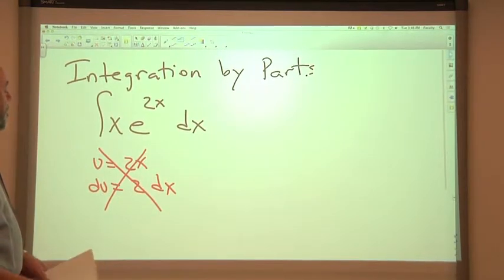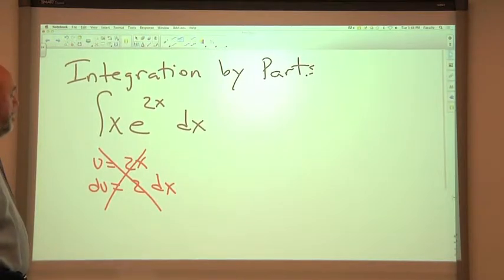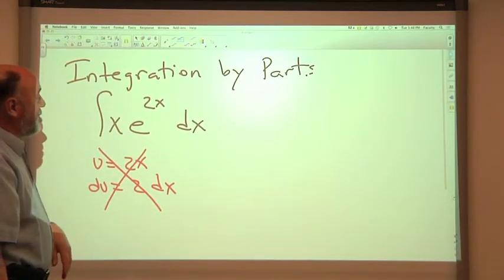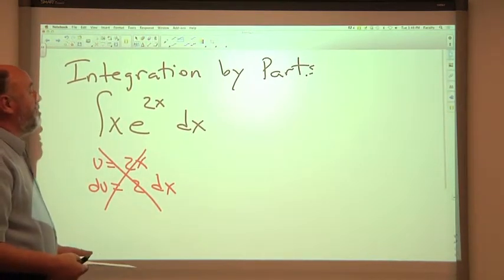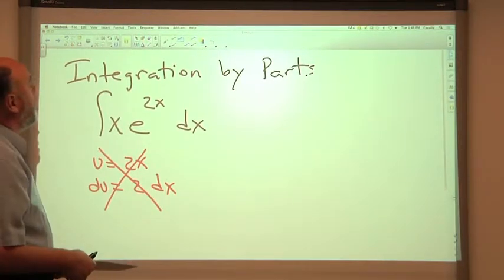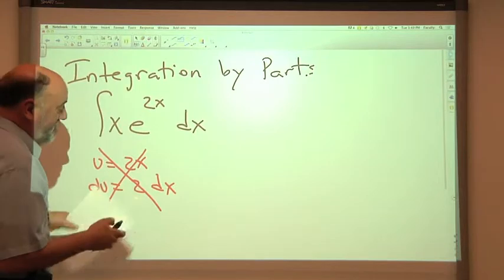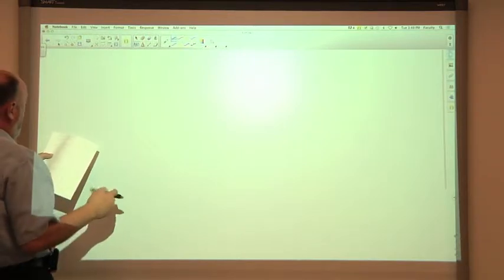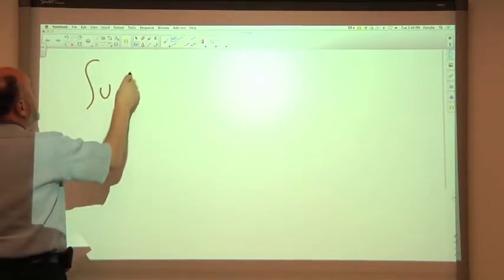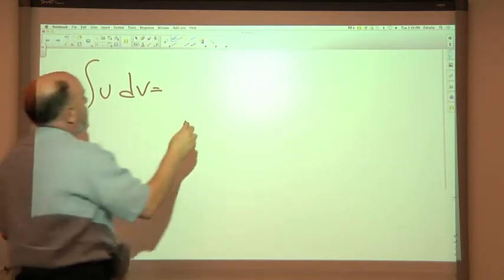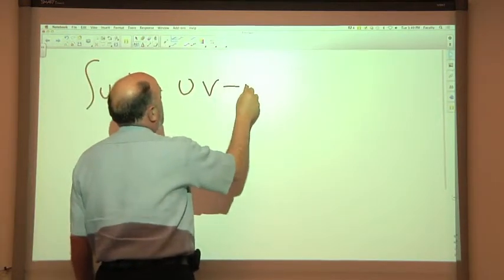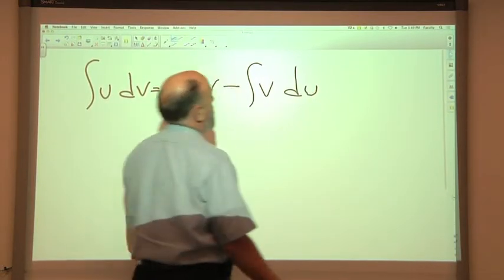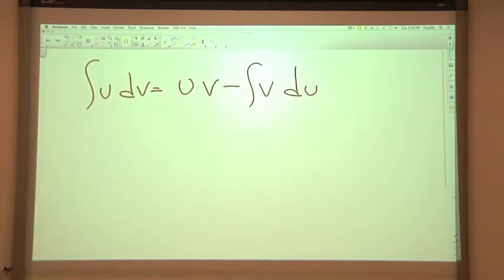Which means we could then say, well, u is x, but then the derivative of that is 1, and that doesn't work either. So this will not work by doing a substitution, so we need another way of solving this type of problem, and that way is to do integration by parts. So in terms of what that is, you have that the integral of u dv equals u times v minus the integral of v du. And that is the form for integration by parts.